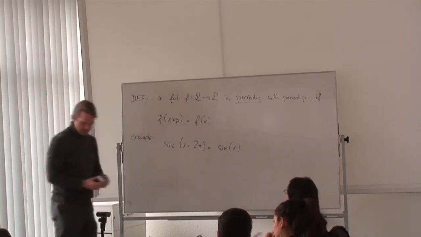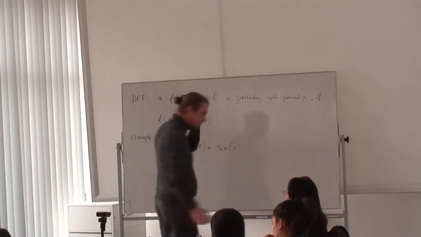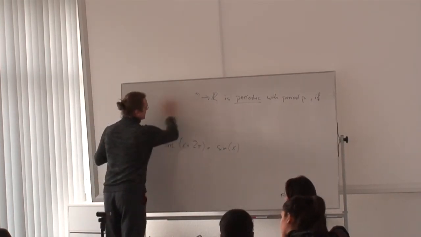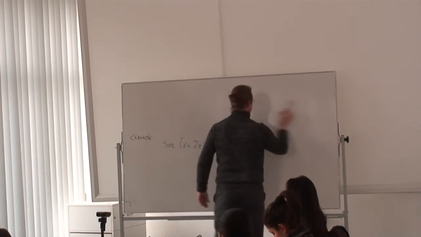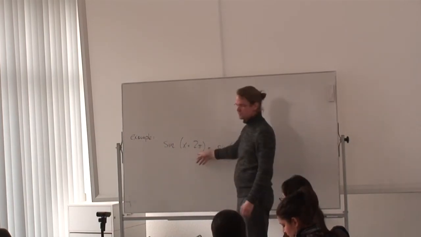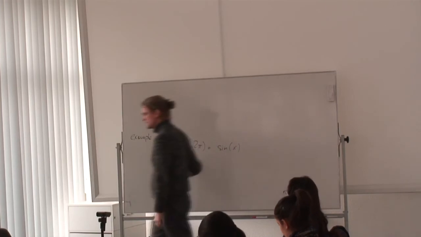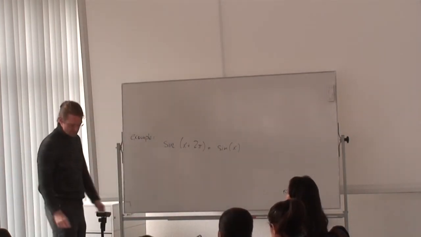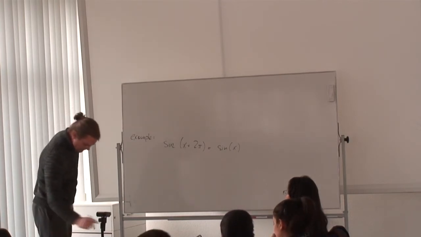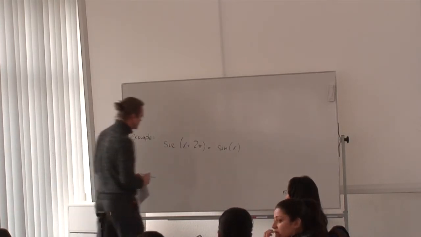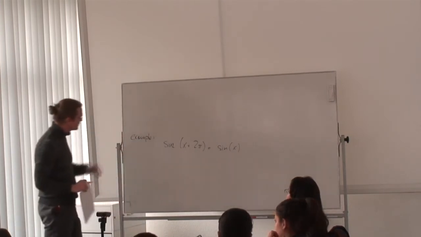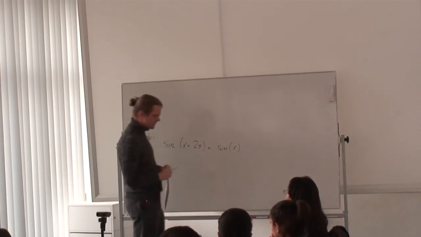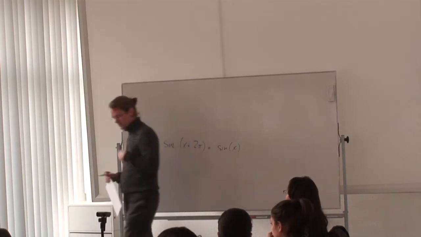And I need to mention one more thing, and then we are good to go. The period of sine is apparently 2 pi. And so every 2 pi, the function sine repeats itself. We can force every periodic function to be a periodic function of period 1.